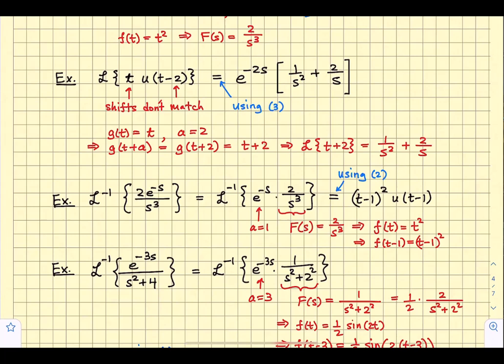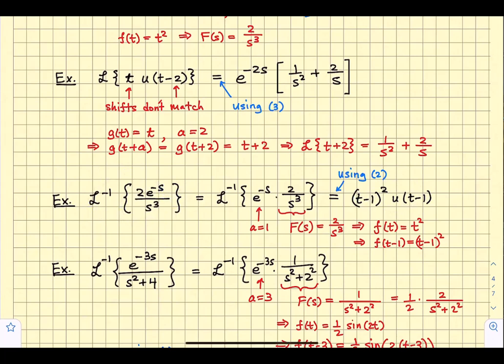So here we just say, well, if this is my big F of s, then my little f of t must be t squared. But the theorem, equation 2, demands that I do not use f of t, but f of t minus a. So if this is f of t, then this is f of t minus a, and I just put those things together: f of t minus a times u of t minus a. And this would be my new inverse transform for this function.